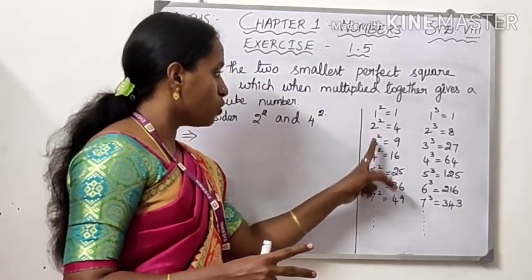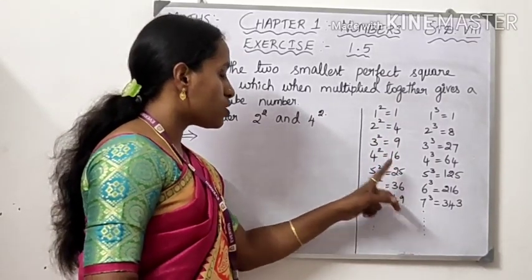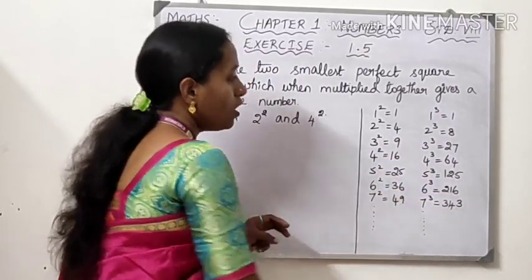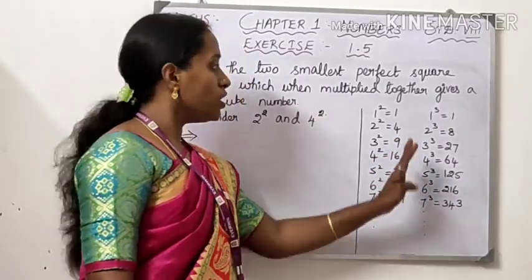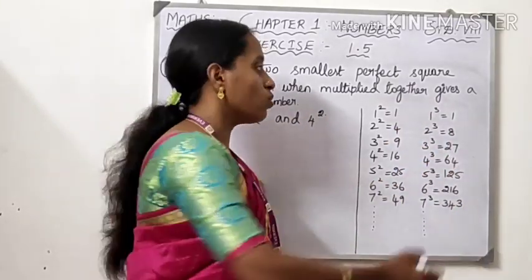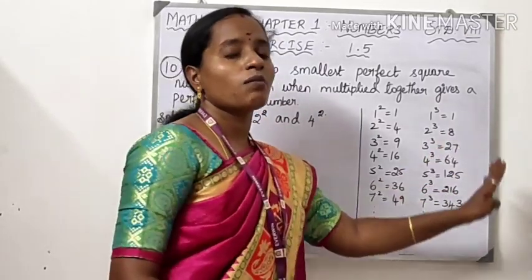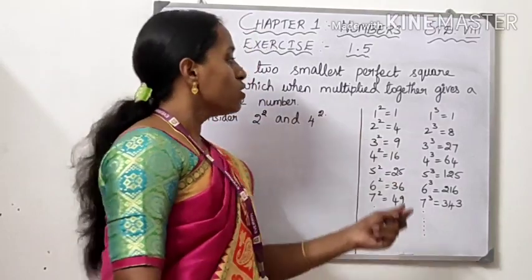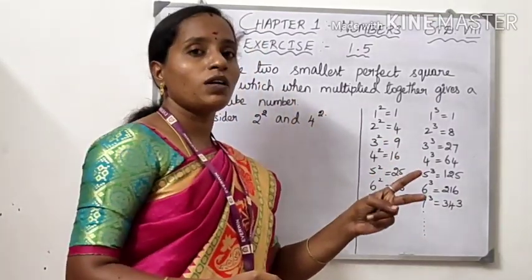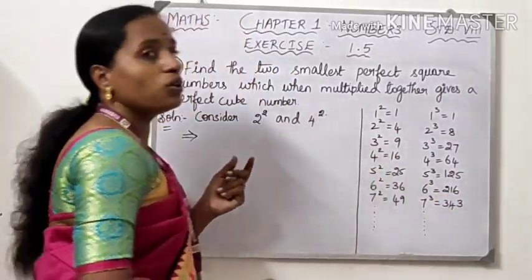1 square is 1, so you know this already. 2 square is 4, 3 square is 9, 4 square is 16, 5 square is 25. So this 1, 4, 9, 16, 25, 36, 49, it's going on. So these numbers are called the perfect square numbers. And you know what are the perfect cube numbers? So 1, 8, 27, 64, 125, 216, 343. So these numbers are called perfect cube numbers. So from this perfect square number, any two numbers if you multiply, you should get a perfect cube number. So that's what we are going to find out.